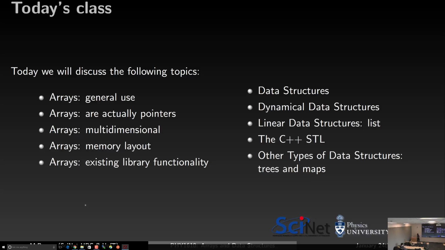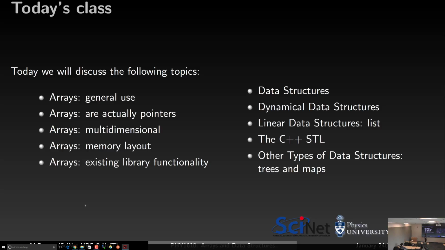So this is the plan for today. We're going to review arrays, their general use, and how you can actually see them as being pointers. We're going to see something about multidimensional arrays, because most likely one-dimensional arrays will not be enough for the kind of work that you are probably doing. We're going to try to understand how these arrays are allocated in memory. This is important in the future when we start to deal with libraries, to get the best performance out of them by understanding how arrays are actually saved in memory. And we are going to review very quickly some existing libraries and functionalities.